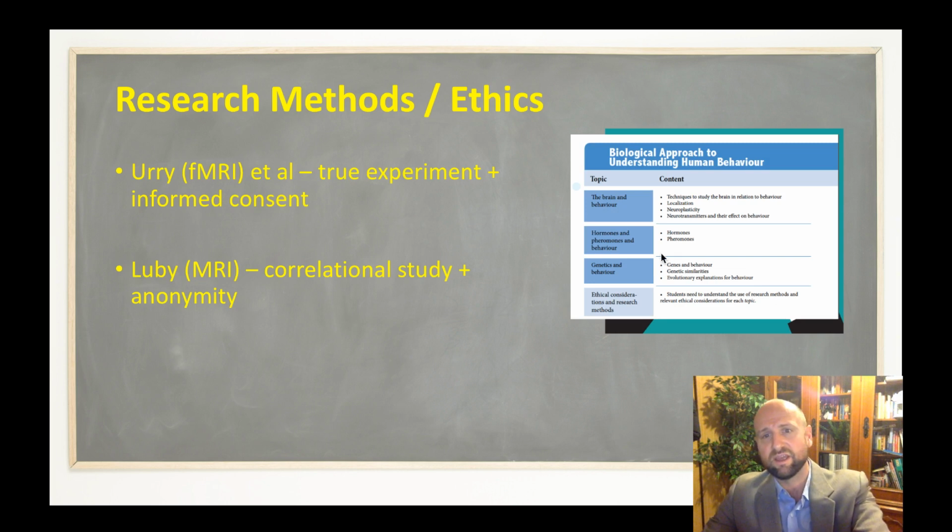So we can see here, not only are we finding topics in the brain and behavior, but we can overlap it with the ethical considerations and research methods. Just remember, ethical considerations and research methods might be asked in connection to the topics, or maybe even in connection to the whole approach. They won't be asked in relation to these specific content points.